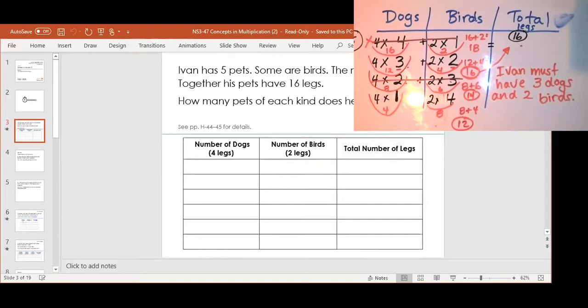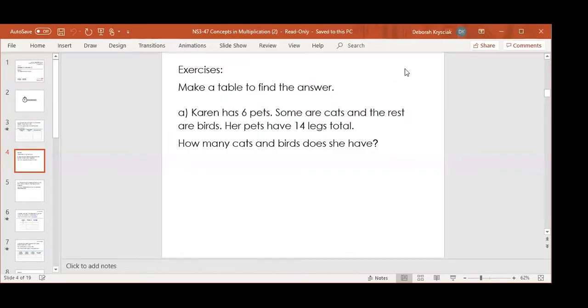I don't think they give you anything quite that tricky in your homework. So sometimes when they give you a problem, they don't give you a chart. They just give you the question. But a chart helps you organize your information. So for instance here, it says to make a table or a chart to find the answer.